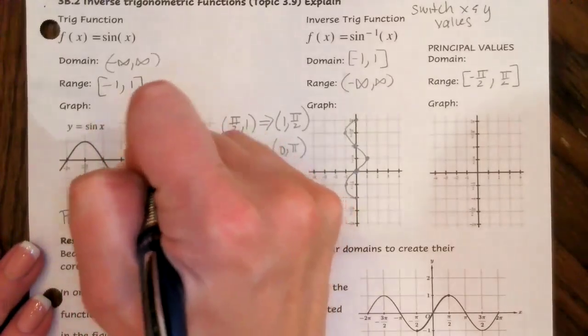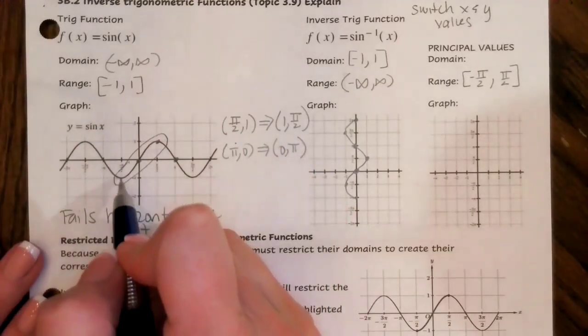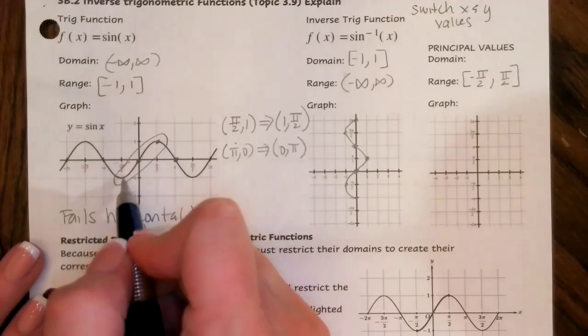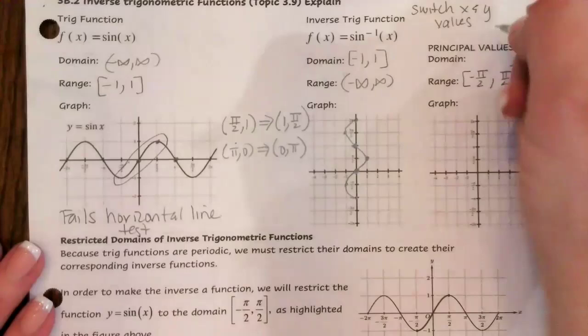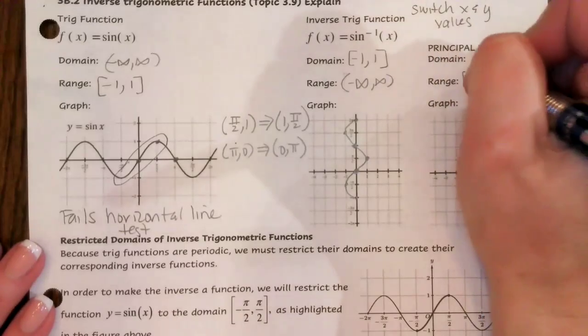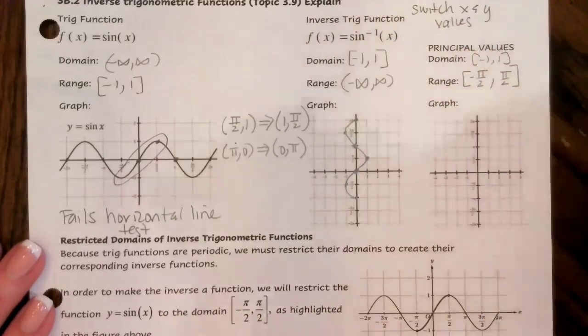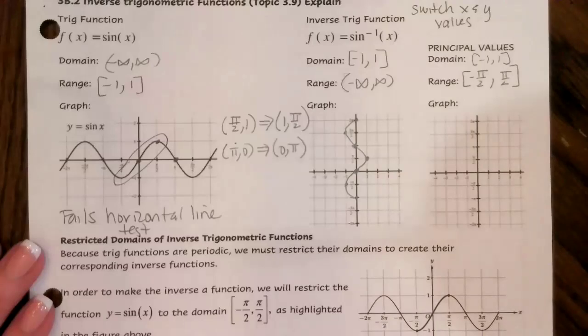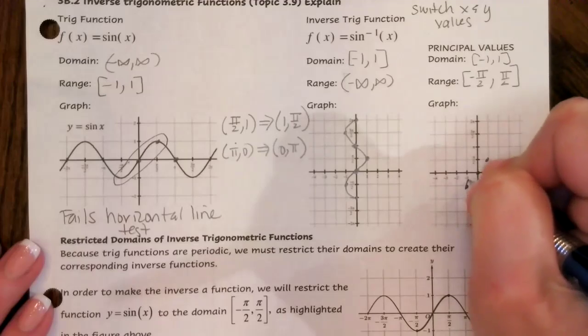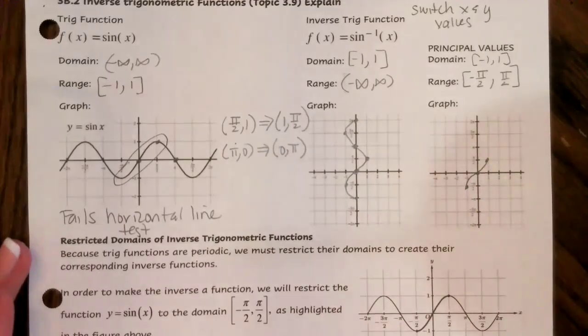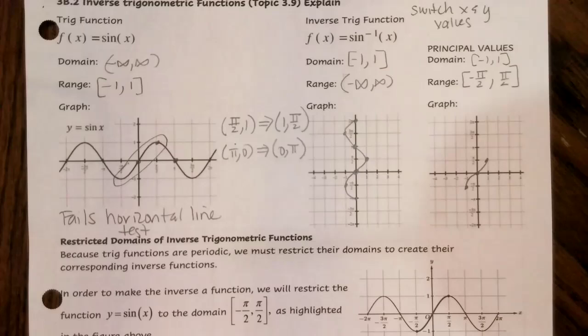This portion of the graph is where it does not repeat. Each input has one output, and so that becomes our range here. Our domain is negative 1 to 1. So if we think about that graph now, it looks like this. That is going to be our inverse sine function.